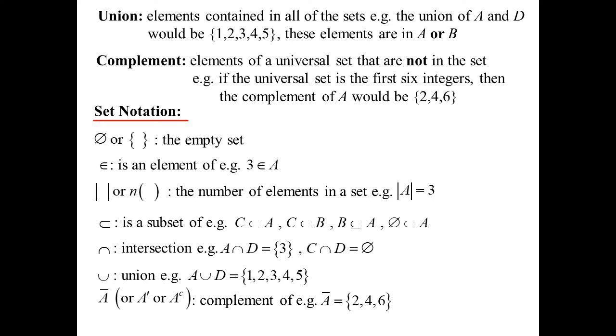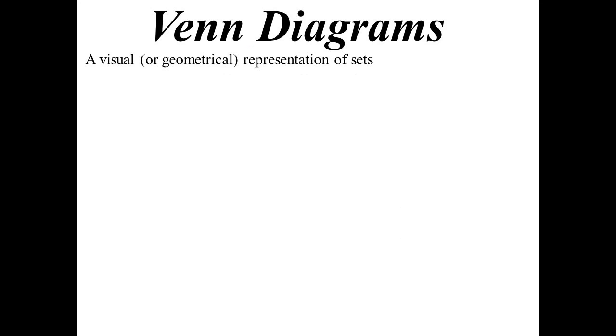An A with a C for complement, but as I say, the most common way of doing it would be A with a bar on top. All right, Venn diagrams then, because they can be useful. So this is a visual way of looking at the situation.